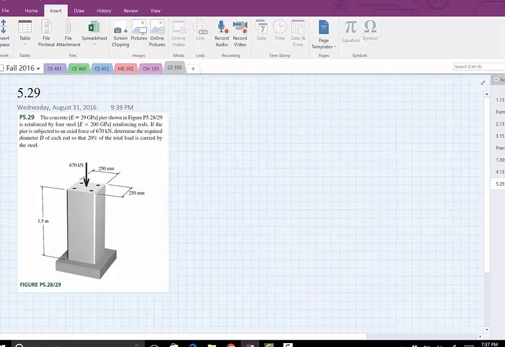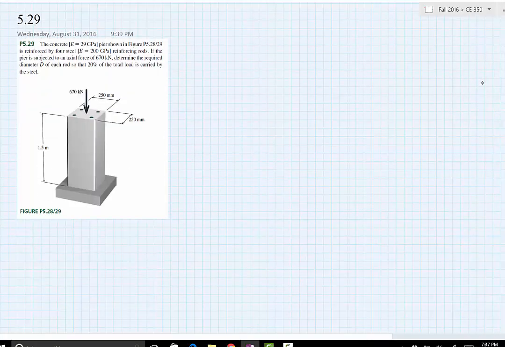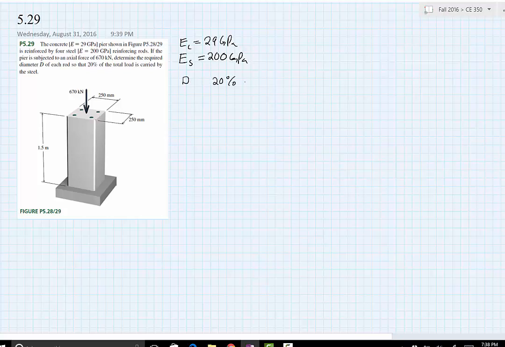So the first thing I want to do is, there's a lot going on here, right? So let's just look at a few of the givens that we have. The modulus of elasticity for concrete is going to equal 29 gigapascals. Modulus of elasticity for the steel is 200 gigapascals. Find the diameter D such that we want 20% of the load, 20% of 670, right, is carried by the steel rod.